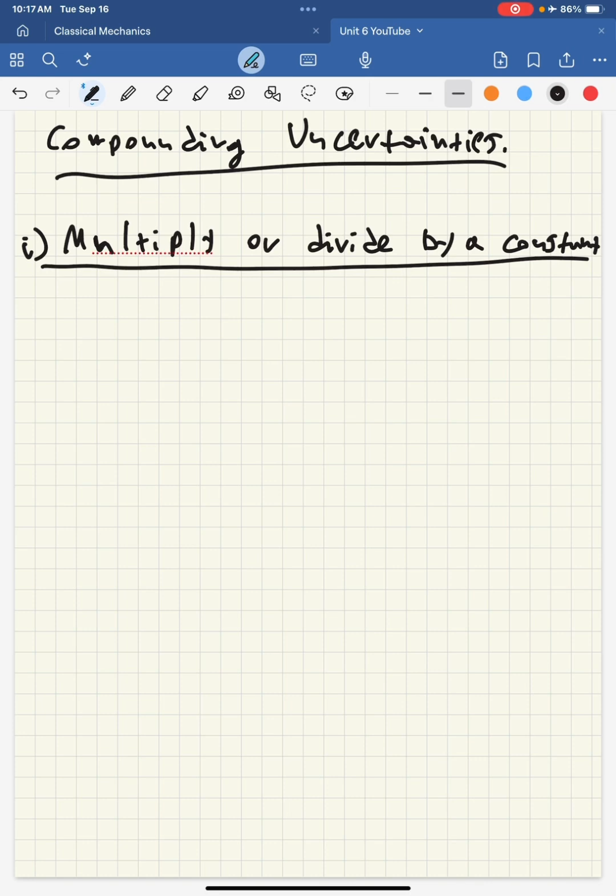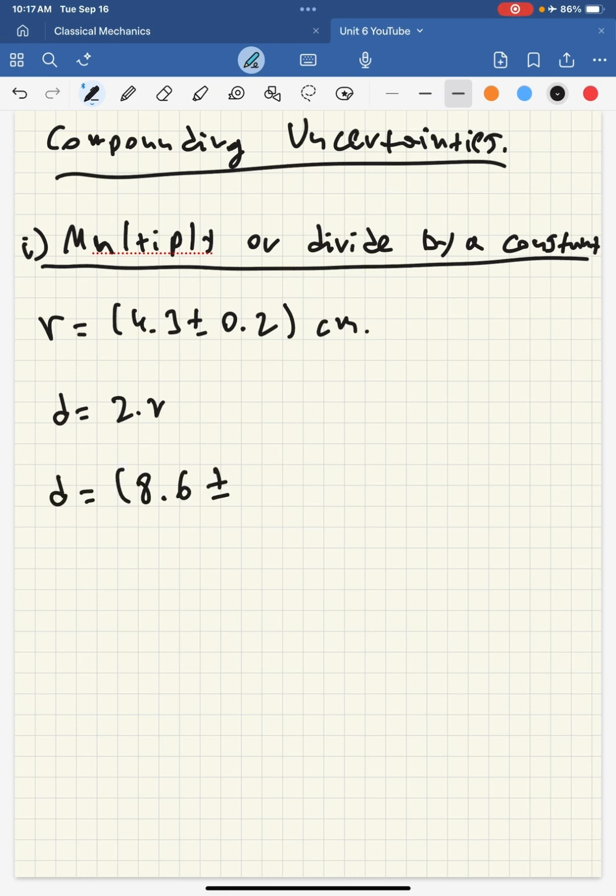For example, the radius of a circle is 4.3 plus or minus 0.2 centimeters. Let's say someone gave you this measurement and asked you to find the value of the diameter and its absolute uncertainty. Recall that the diameter is simply 2 times the radius, so you just multiply by 2. So D is 8.6 plus or minus 0.4 centimeters.